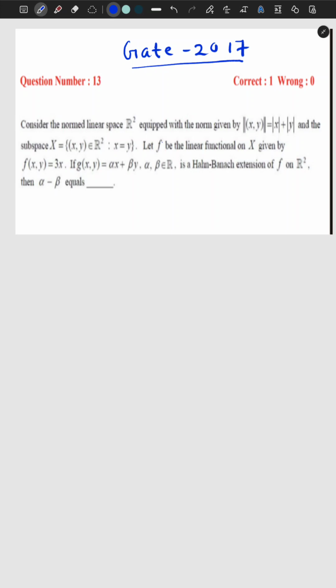Today we solve a very nice question. This question was asked in GATE Mathematics 2017. It is from the functional analysis part, mainly from the Hahn-Banach theorem part. Here the vector space, a normed linear space, is given as R square.